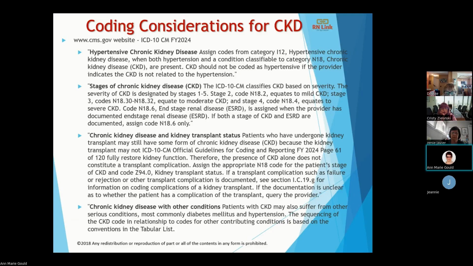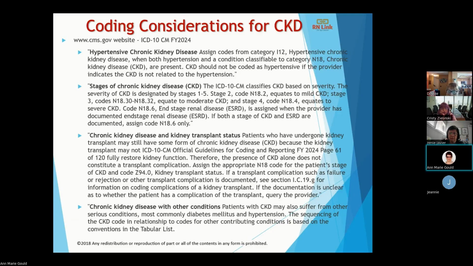Chronic kidney disease and kidney transplant status. Patients who have undergone kidney transplant may still have some form of CKD, like we were discussing earlier, because the kidney transplant may not fully restore kidney function. This is based on the ICD-10 official coding guidelines for reporting, page 61 of 120. I should have put that in parentheses, but that's where that came from. Therefore, the presence of CKD alone does not constitute a transplant complication, all right?